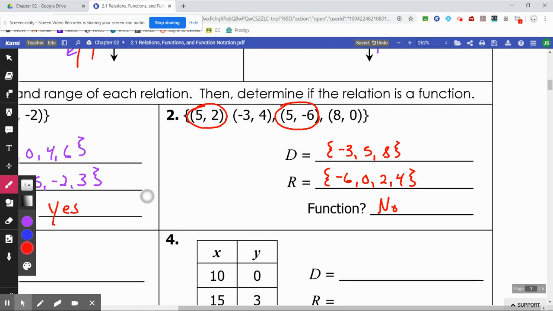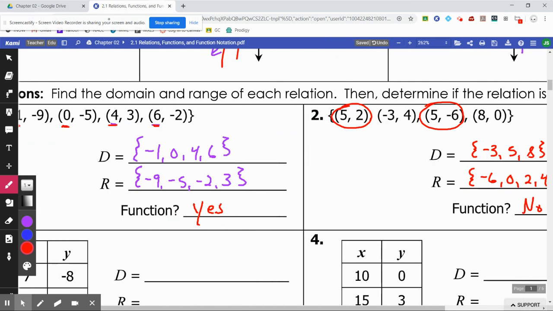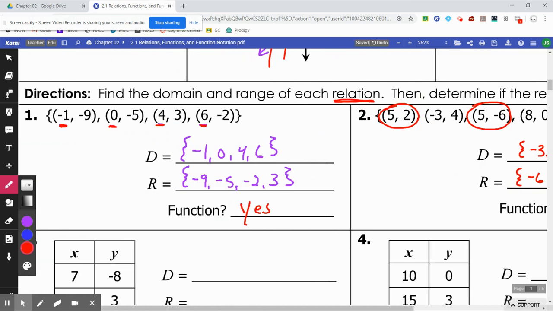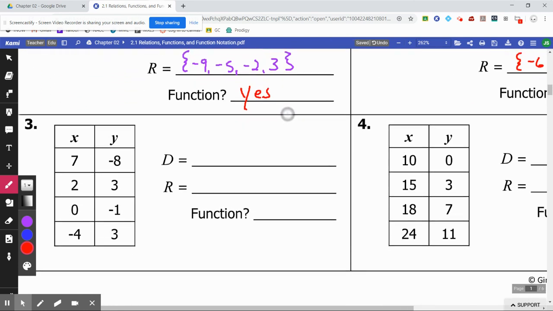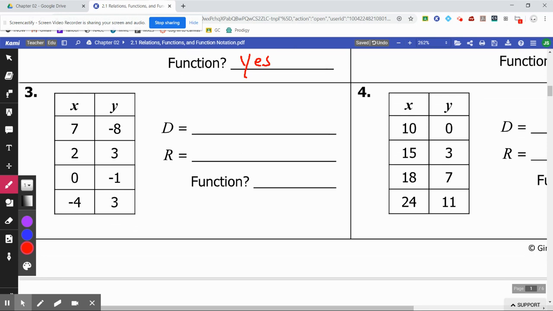So one way, again, these are all relations. One way that we can write a relation is as a set of ordered pairs, a group of points. Another way we can write relations is as a table. Here you see an XY table. It's very easy to recognize the domain and range from here.